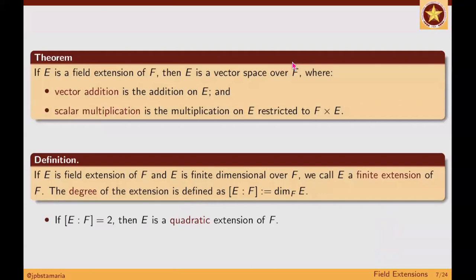Kapag yung dimension na yan, kapag si E ay two-dimensional over F, we will call E a quadratic extension of F. Siyempre, kapag degree 3, we will call E a cubic extension of F, and so on. Na kapag 4, quartic extension, etc.